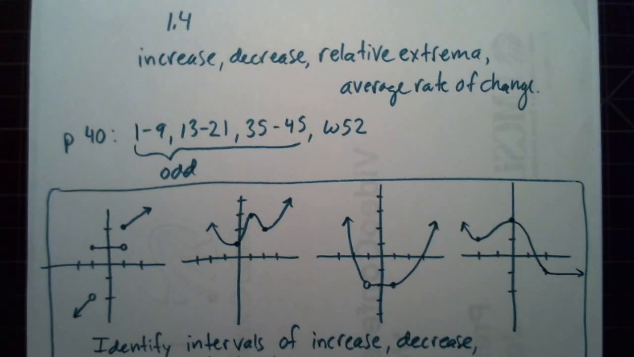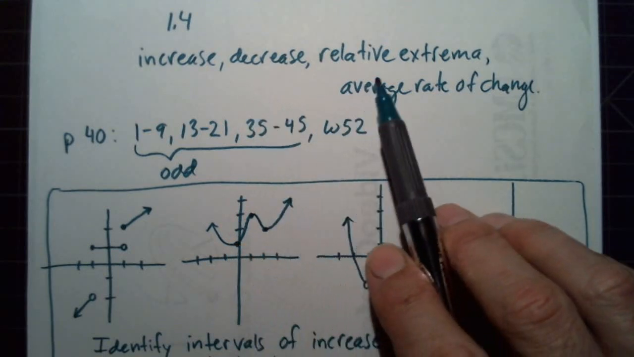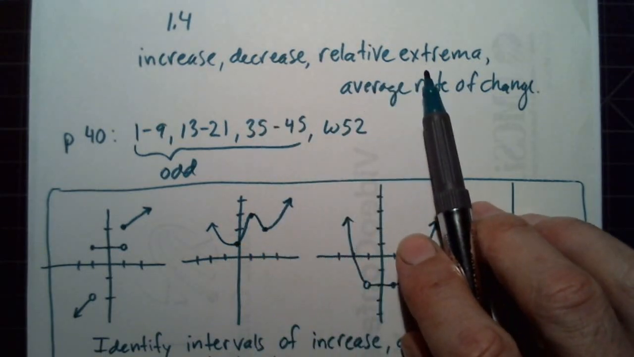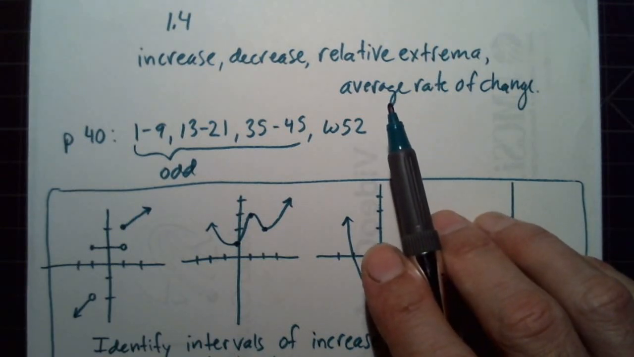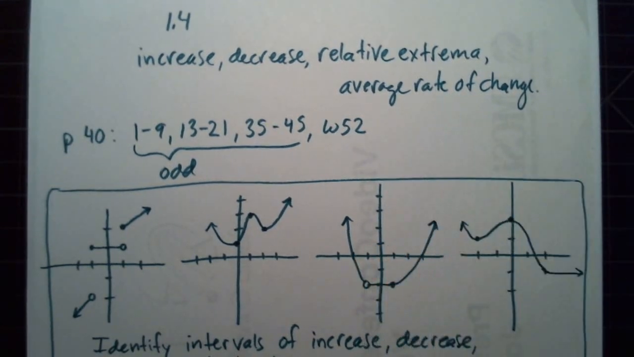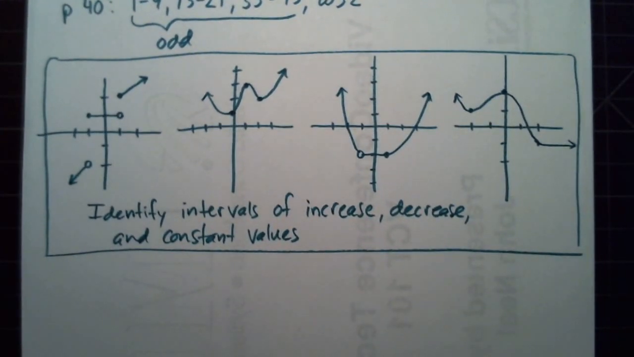So in this lesson we'll talk about more ways of describing functions, and we'll just talk about when the function is increasing or decreasing. We'll talk about the high points and low points called the relative extrema, and also something called average rate of change. So if you want to copy these, pause the video and copy these. Identify the intervals of increase, decrease, and constant values.